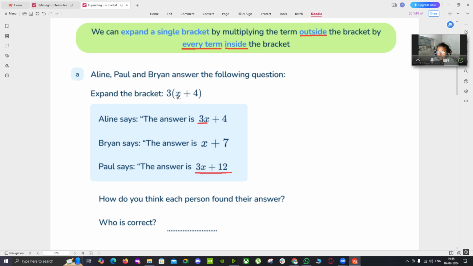3x here as the first term, and then 3 is multiplied by the second term. 3 fours are 12. So we have 12 here. Now we can see that Paul has actually followed the correct method, 3x plus 12. So, who is correct? Paul is the one who is correct.